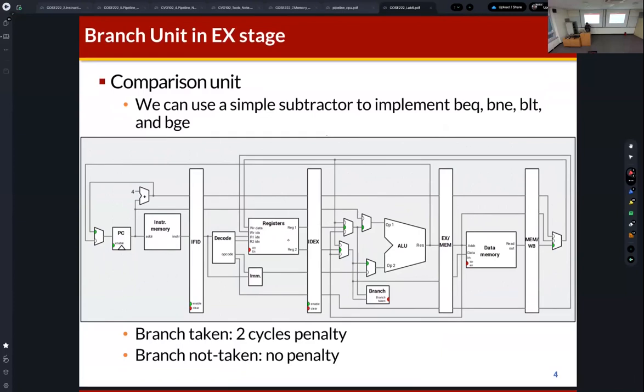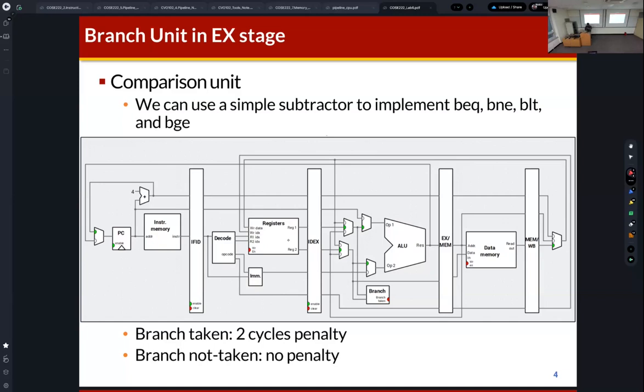Then, this is the pipeline architecture you need to design in this lab assignment. Okay. After that, we learned how to design the data forwarding unit, the data forwarding path and hazard detection unit. Also, we learned how to handle control hazards, right?